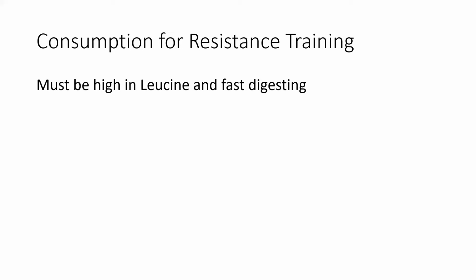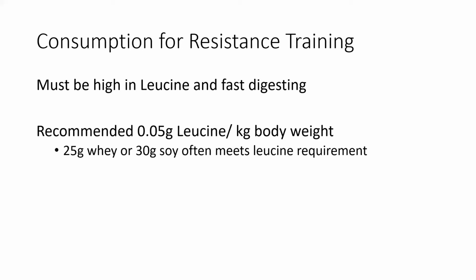It must also be high in leucine. So it's recommended that 0.05 grams of leucine per kilogram of body weight. Most of the time, if you're consuming some kind of whey protein or soy protein or meat, animal protein, you're getting enough leucine. If you're not, that's where you need to start paying attention to what you're consuming.